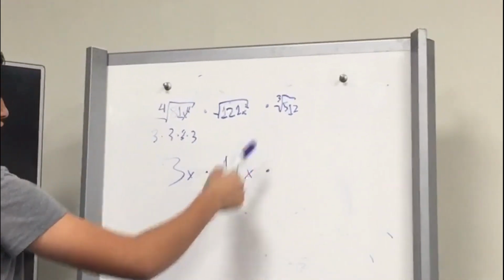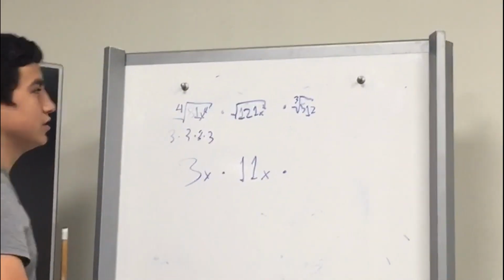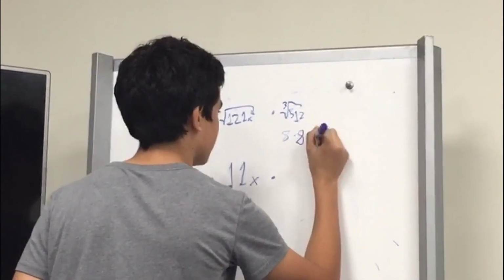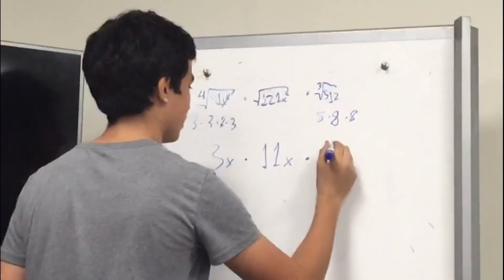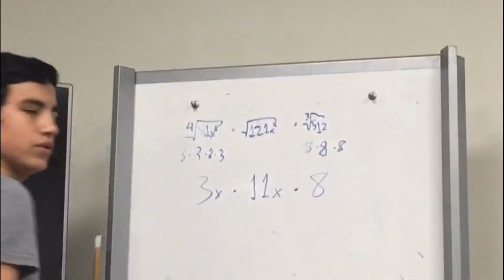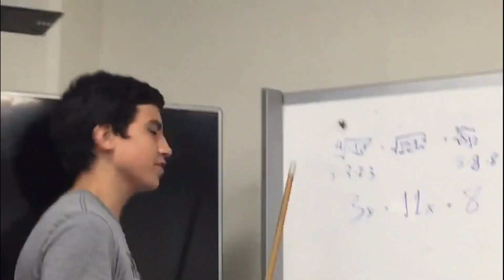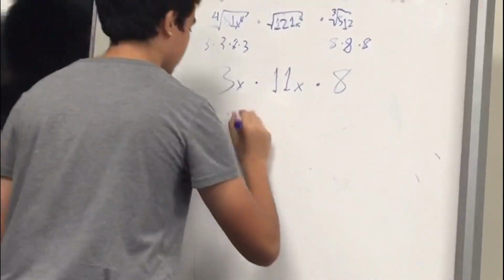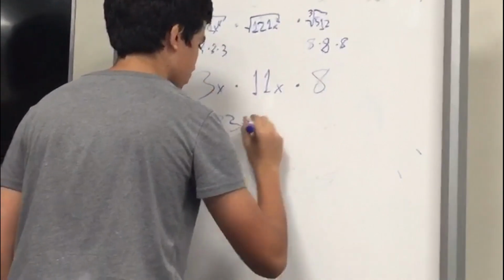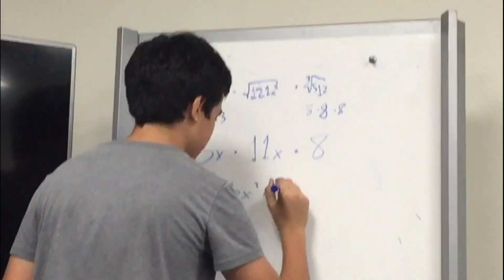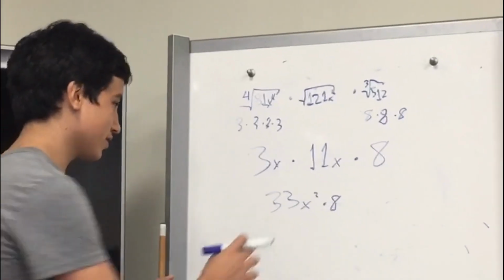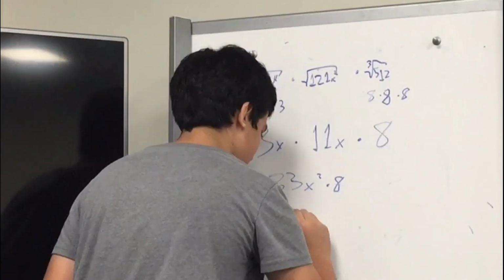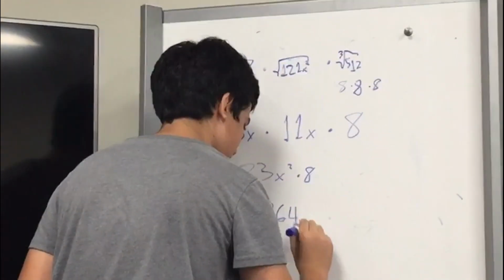Then we have the cubic root of 512. This is basically like saying 8 times 8 times 8. So we take it out as an 8. Now that we have them simplified, we can now multiply them. So 3 times 11 is 33, x squared times 8. So now we have to multiply 33 x squared times 8. It is 264 x squared.